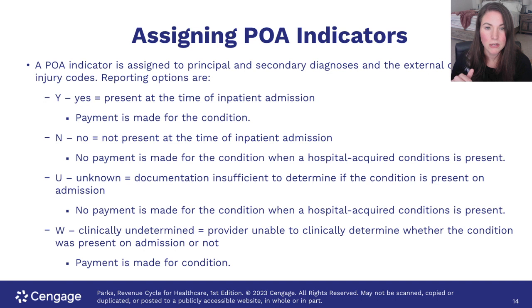And then W, no payment is made for that one, by the way, if a hospital-acquired condition is present. W is the only tricky one to remember. This is for clinically undetermined, meaning the doctor wasn't able to figure out if the condition was present on admission or not. Okay, payment is made with this indicator. So maybe you can remember W is for the doctor wasn't able to figure it out. I don't know.